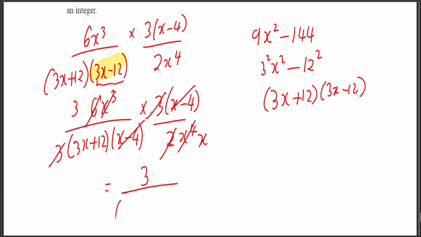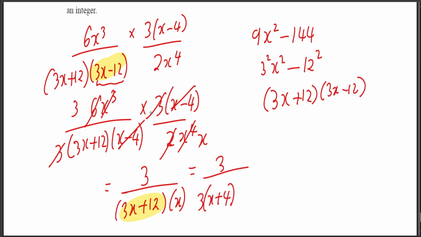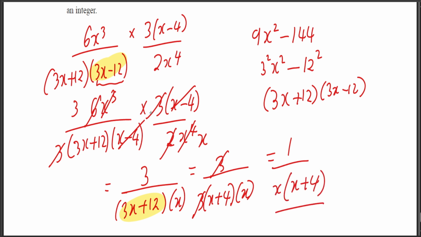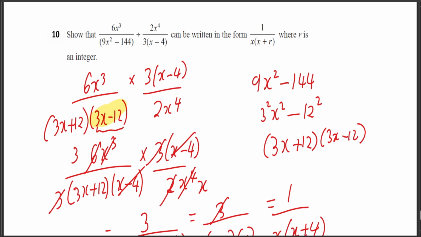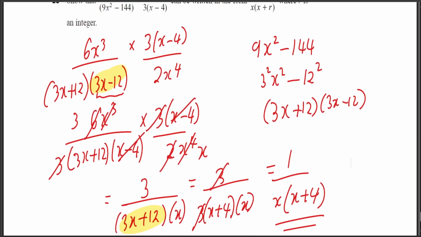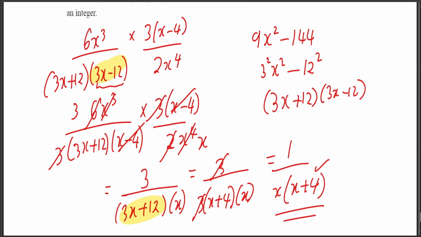So 3 into bracket 3x plus 12 times x. Now we can again factorize 3x plus 12, and we write it this way now: 3 over, the common factor is 3 into bracket x plus 4, okay, times x. The 3 cancel out, and you remain with 1 over x into bracket x plus 4. That is your final answer. Where r is an integer, so your r is 4, and that is your answer.